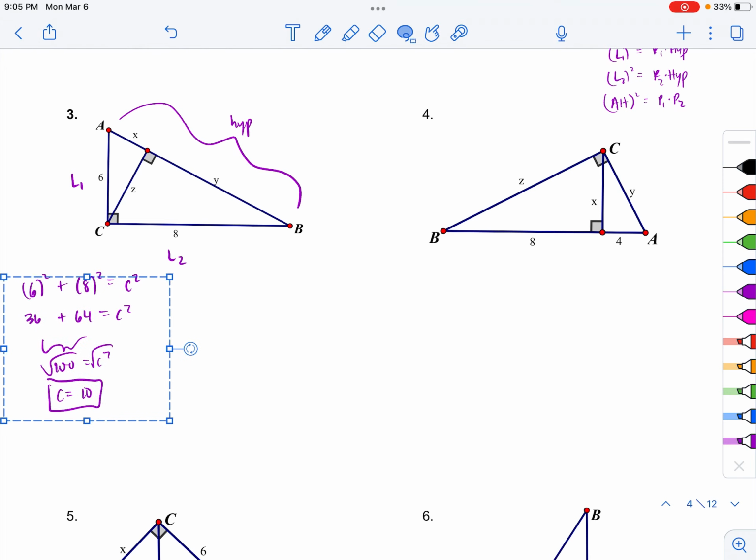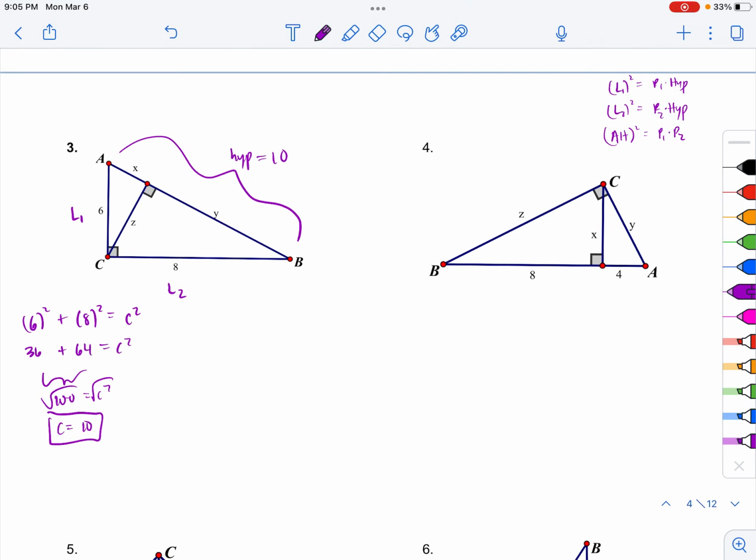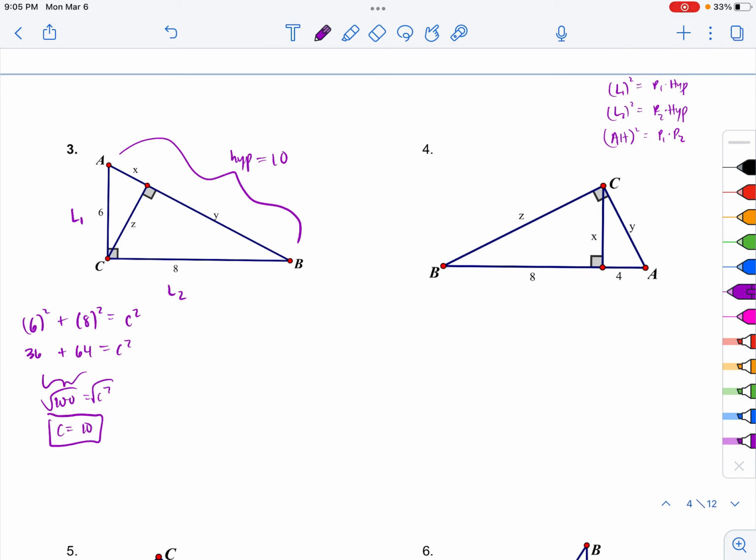Okay, so I'm going to shift this over just a little bit. We now know that the hypotenuse here is equal to 10. And with that said, we could actually use this to solve for part 1 and part 2. So let's take a look. Let's solve for, let's say, part 1 first. So we'll take L1, which is 6 squared, is equal to part 1. In this case, part 1 is x. So let's label this part 1, part 2. So let's erase that. We get x times the hypotenuse, 10.